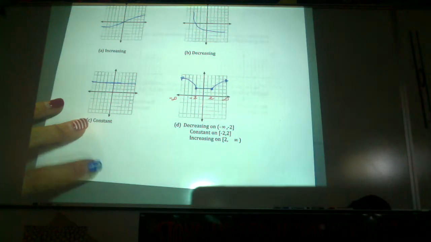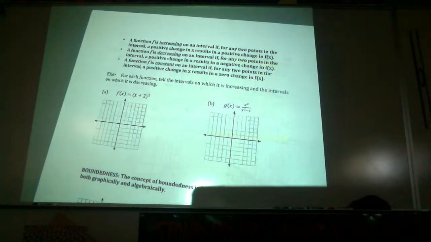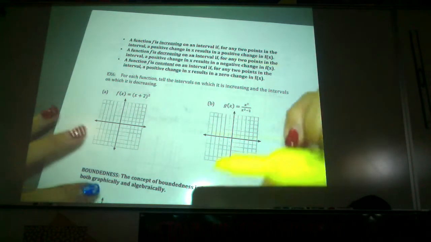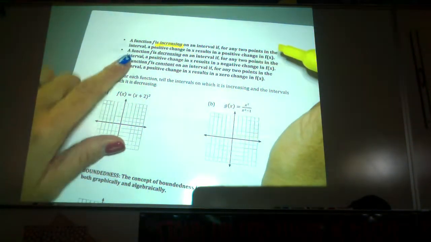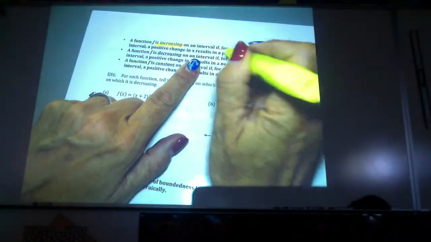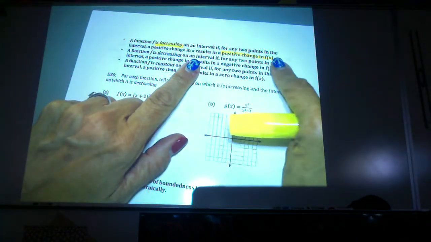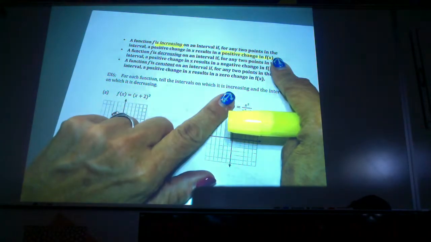Not too hard, right? All right, so let's look at some examples. So turn your page. All I did here was list out the words of what we just said. And here's the important part of it. Because I could ask you this in words, you've got to be able to describe it to me. A function is increasing on an interval if for any 2 points in the interval a positive change in x, that just means I'm going from left to right, which is what we've been doing, results in a positive change in f of x. Isn't f of x your y? And that's what we're looking at, what's happening to y as I move x along in a positive direction.